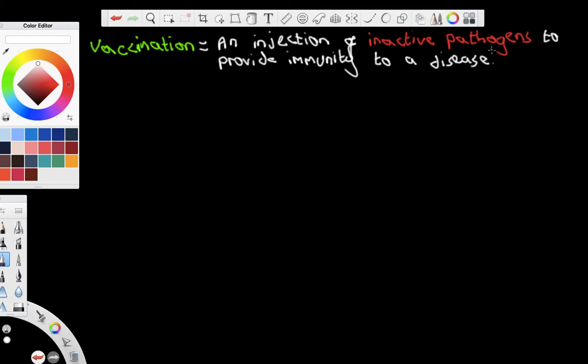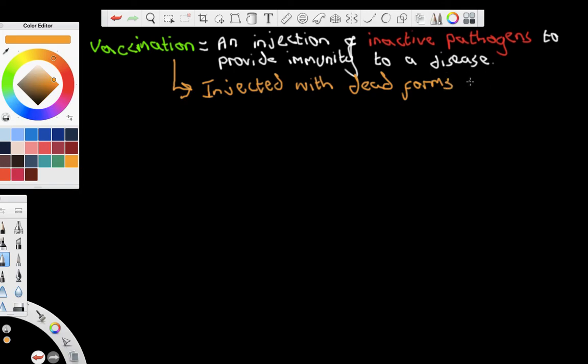Okay, so essentially you're injected with dead versions of the pathogen. So you're injected with dead forms of the pathogen. Okay? So you're injected with dead forms of the pathogen.